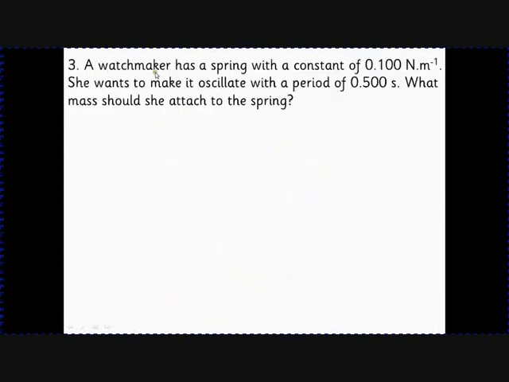Again, going slightly harder, a watchmaker's got a spring with this spring constant. They want to make it oscillate with a period of 0.5 seconds. What mass should you use? Again, still using the same equation, but this time we're trying to find a mass out of here.